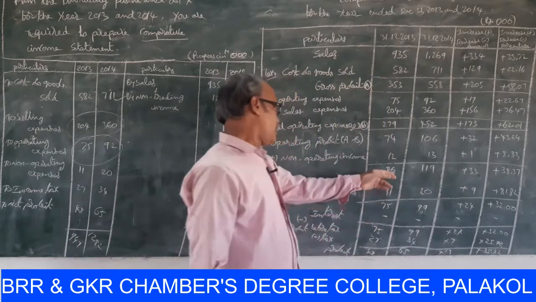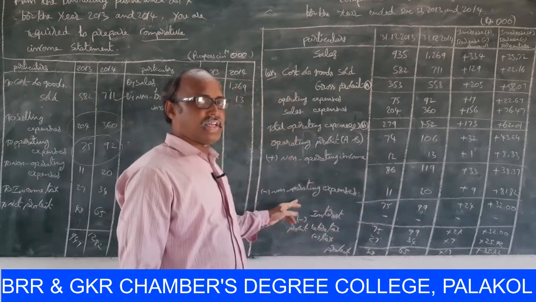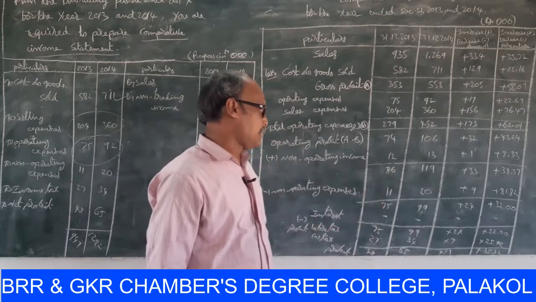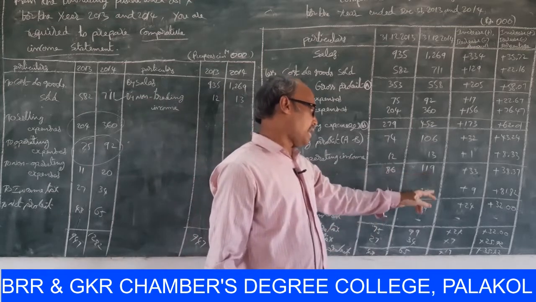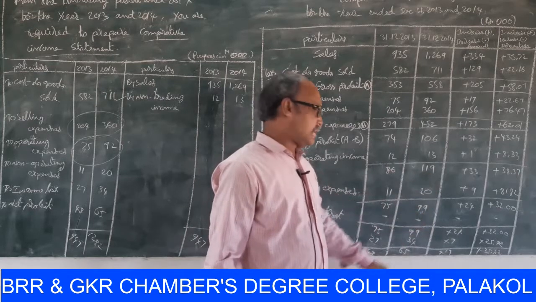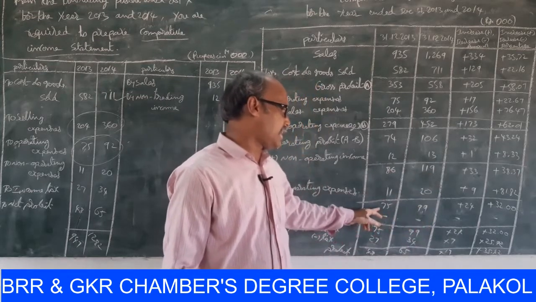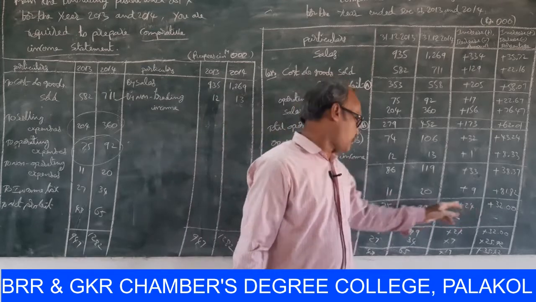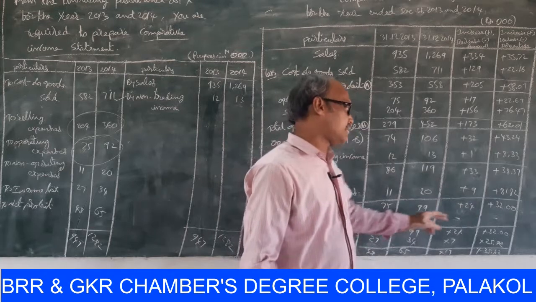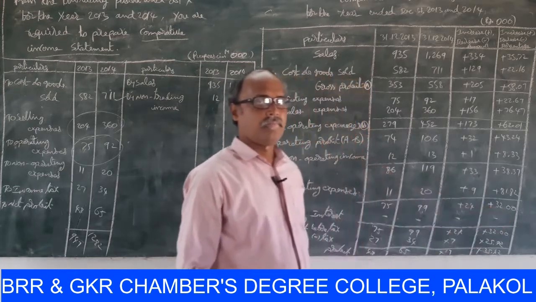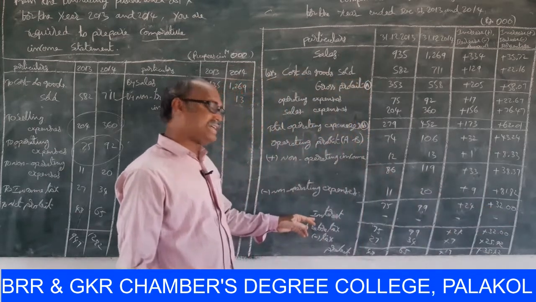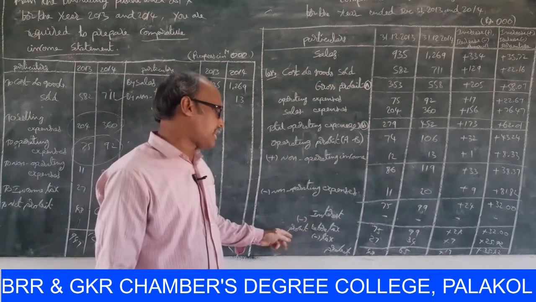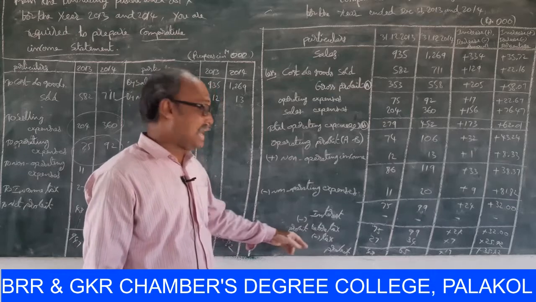Right. So, 86 minus non-operating expenses, 75. 119 minus 20, 99. 99 minus 75, 24. 24 by 75 into 100, that is equal to 32%. Next, less interest. There is no interest in this problem. That's why we get the profit before tax. Then, less tax.